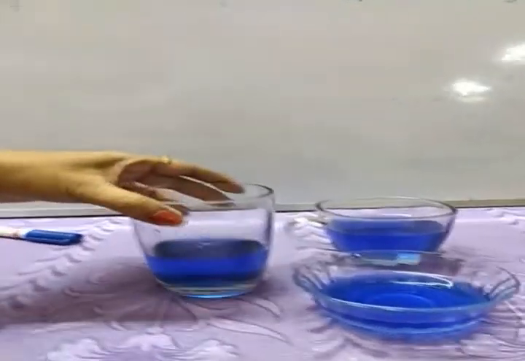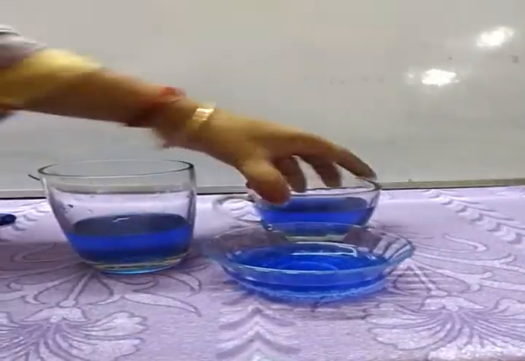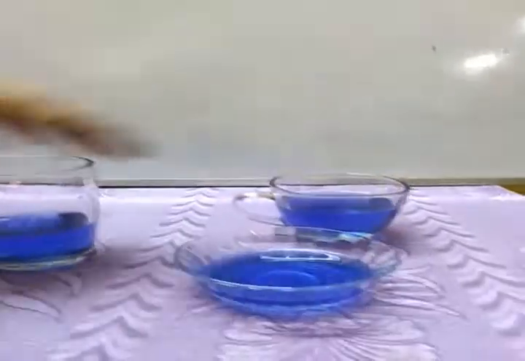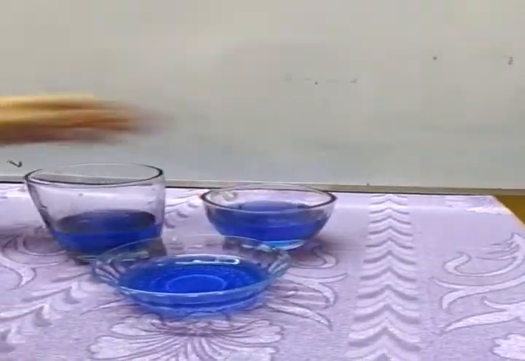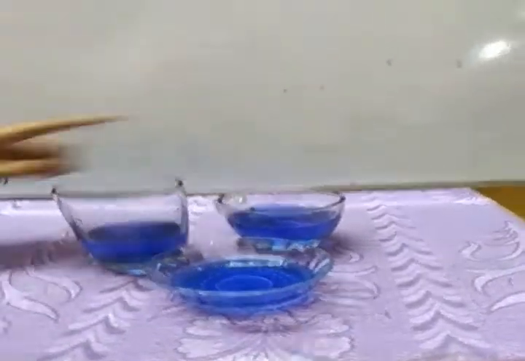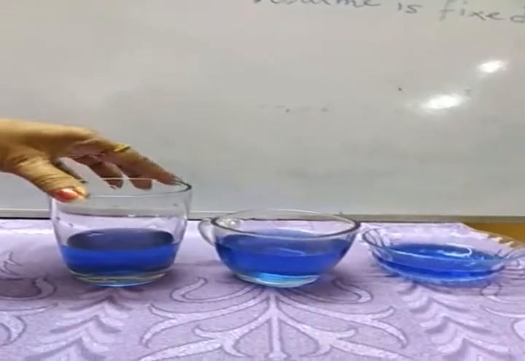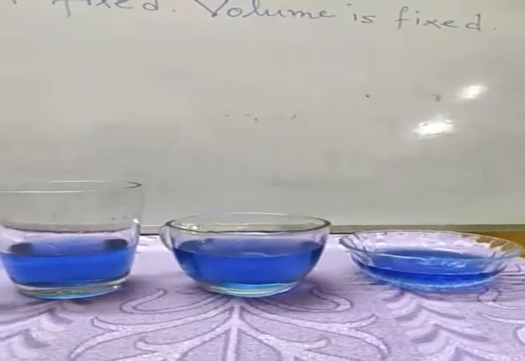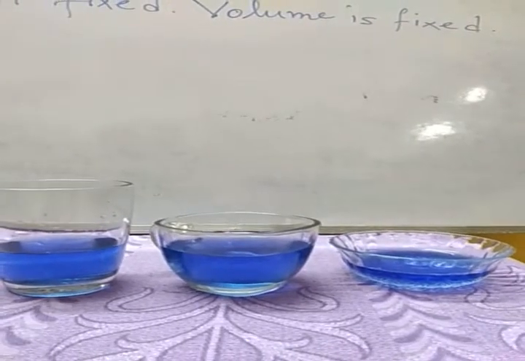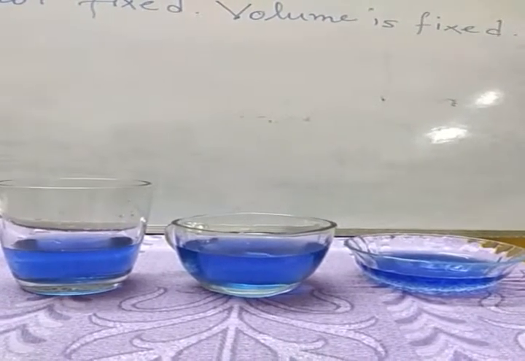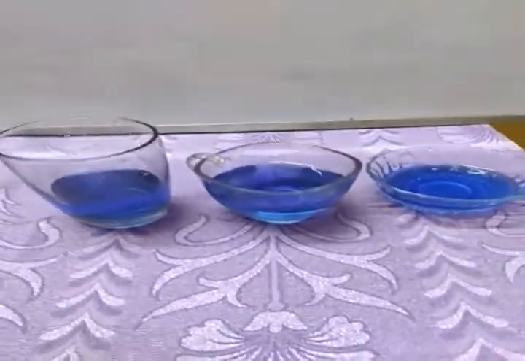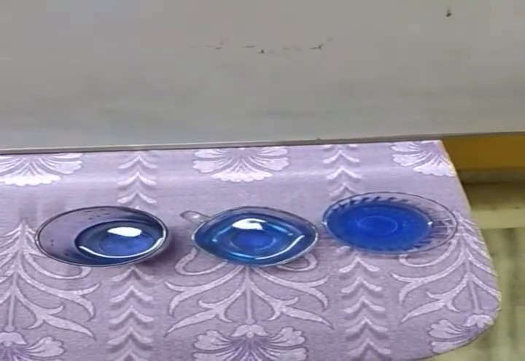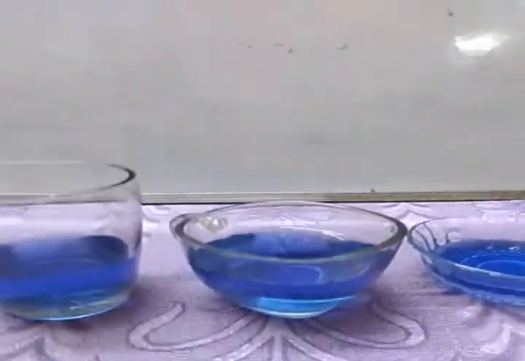Here you can see we have taken some water in three different containers, in one cup, in one glass. Here we have taken the same volume of water, but when we transferred it into containers of different shapes, the water took the shape of the containers. But the volume is fixed. That means from this we can conclude that for liquid, shape is not fixed but volume is fixed.